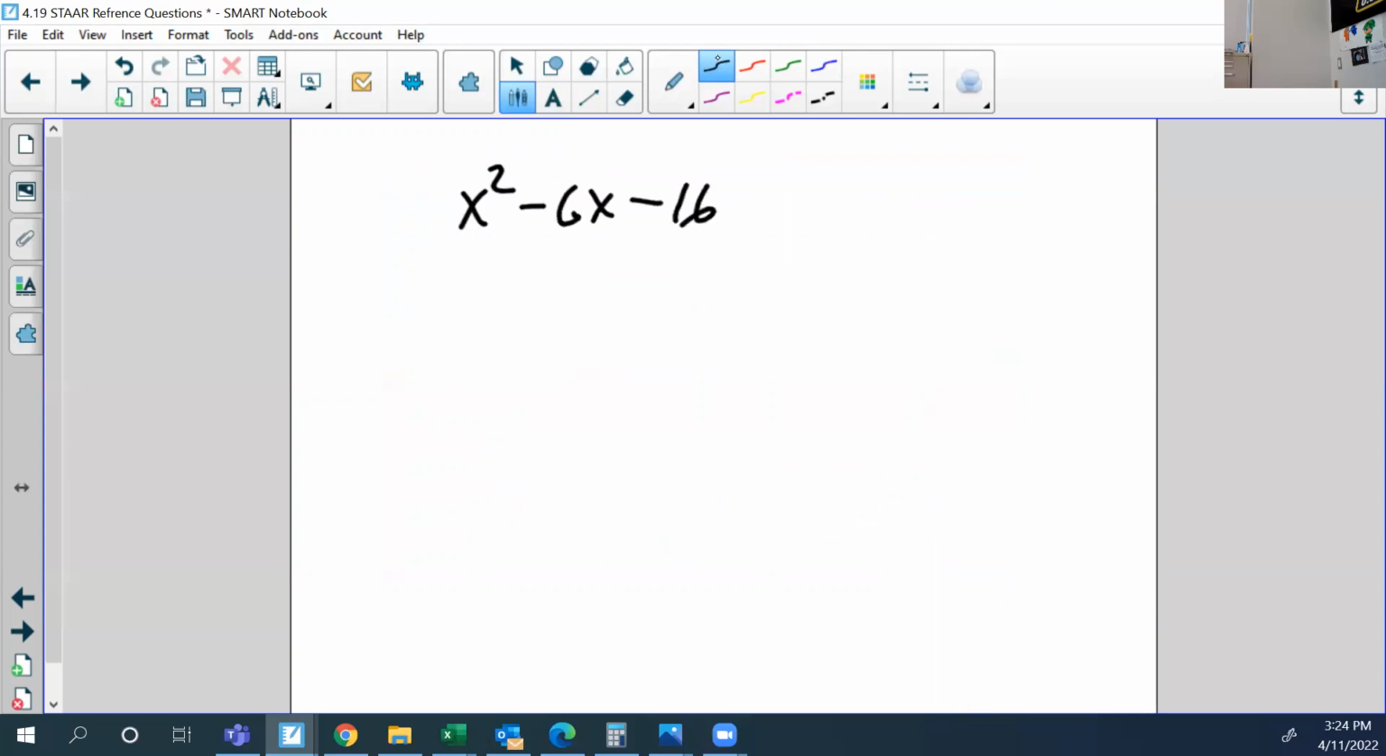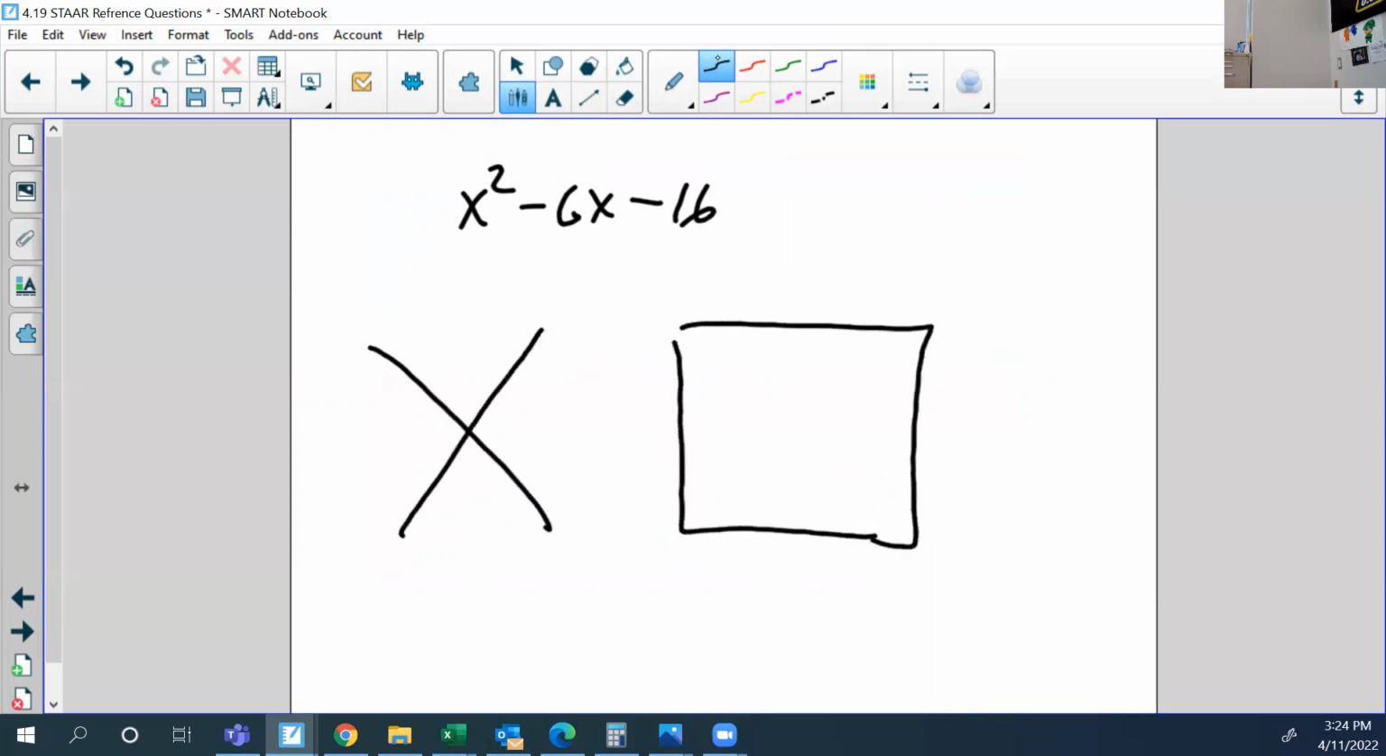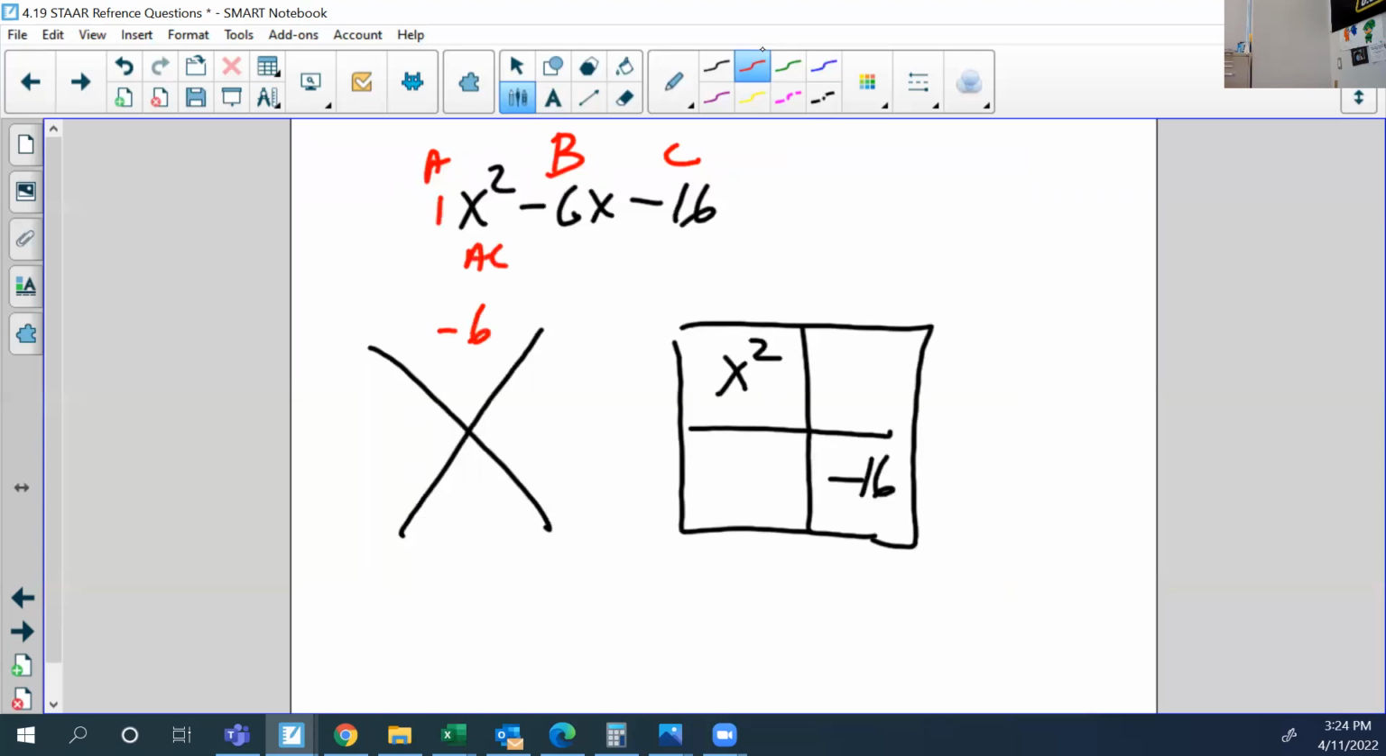So I'm going to factor this now. Okay, and draw my X box. We know that the first term is x squared, and the last is minus 16. This is my A, B, and C. We know A is 1. A times C is going to be negative 16, and that goes on top. And we know B is the bottom, which is minus 6.